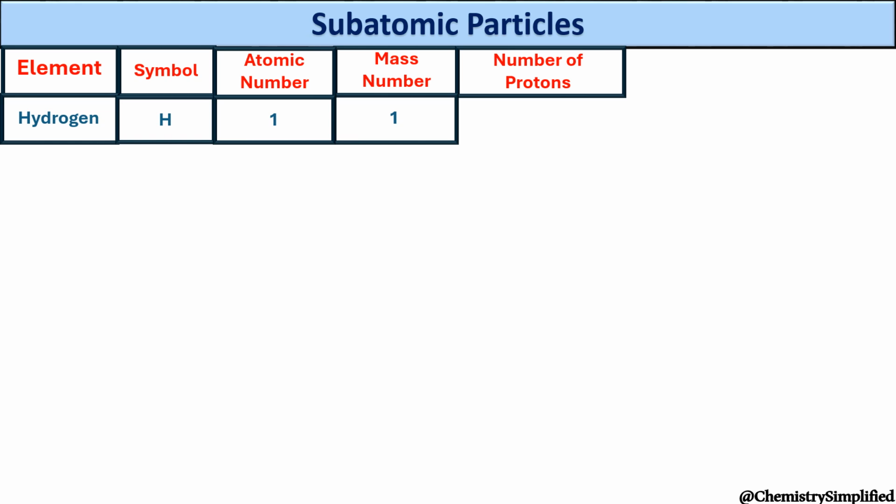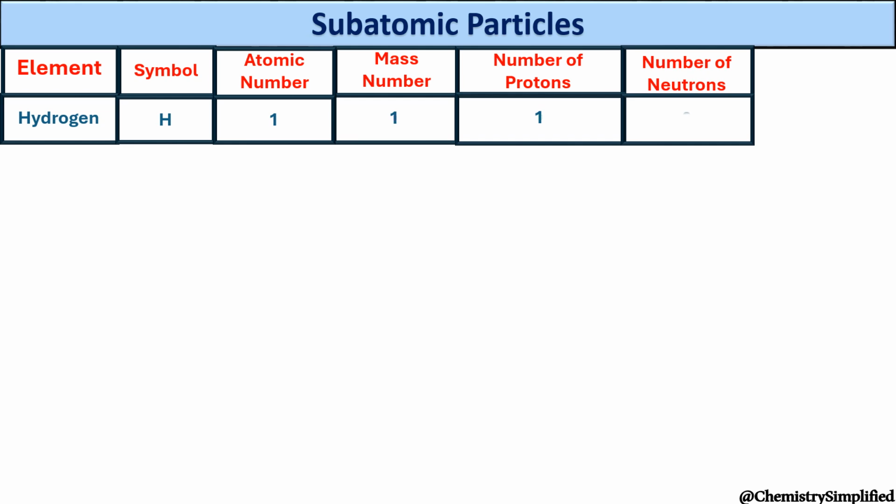Number of protons. If you remember from the previous presentation, we said the atomic number is the same as the number of protons. So if the atomic number is 1, the number of protons will be 1 as well. Next, number of neutrons. The number of neutrons is equal to the mass number minus the number of protons. So the mass number is 1. The number of protons is 1. So 1 minus 1 is 0. So that's the number of neutrons.